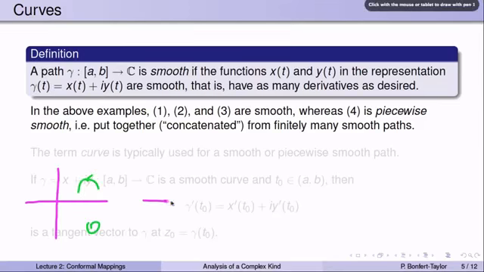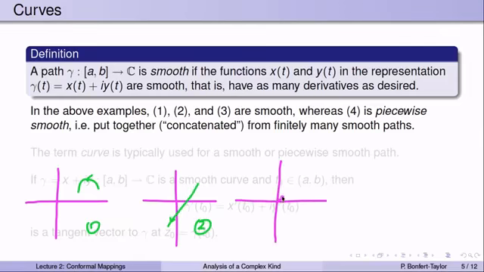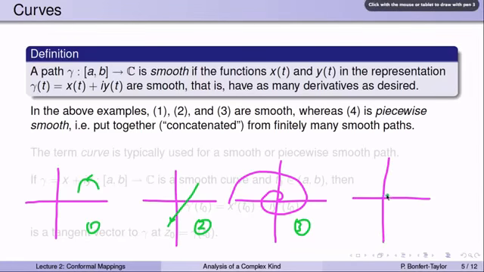Example number 2 was the straight line segment. Example number 3 was our spiral. And example number 4 was this path that was put together from line segments, like this.